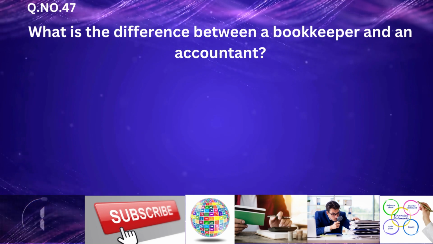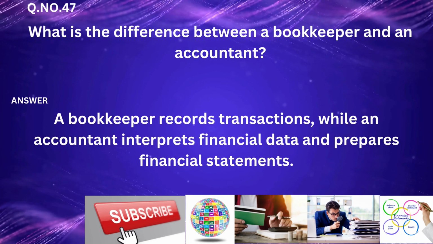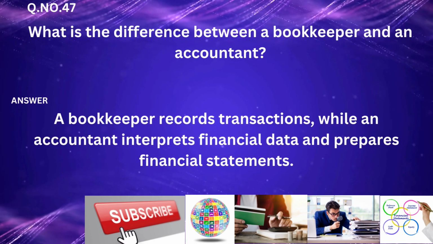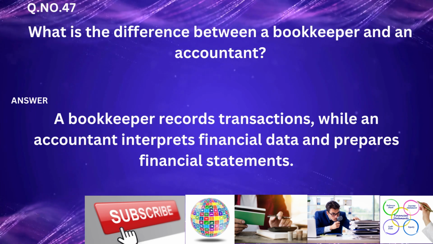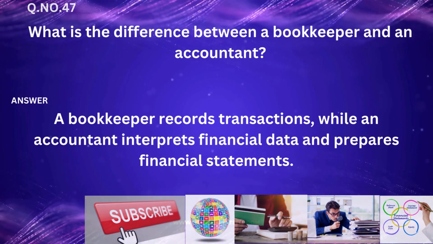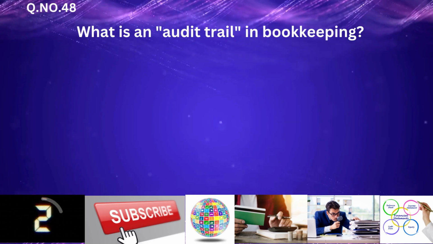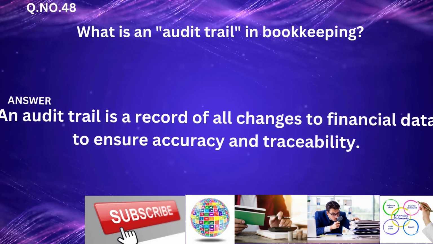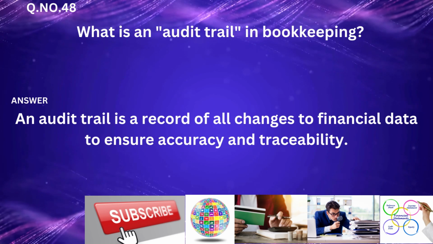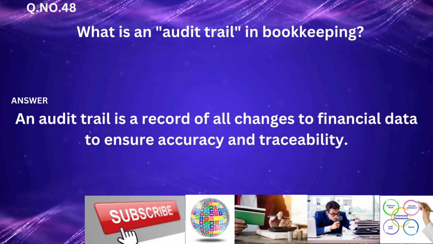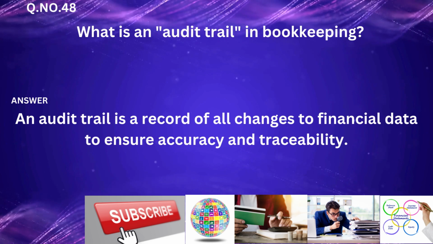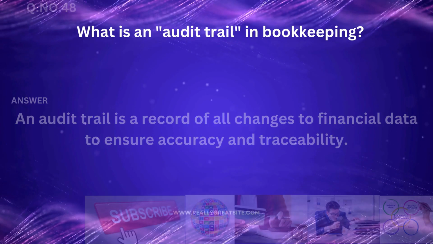Question 55. Define gross profit in bookkeeping. Answer: gross profit is the difference between revenue and the cost of goods sold. Question 56. What is net income in accounting? Answer: net income is the total profit after all expenses and taxes are subtracted from revenue.